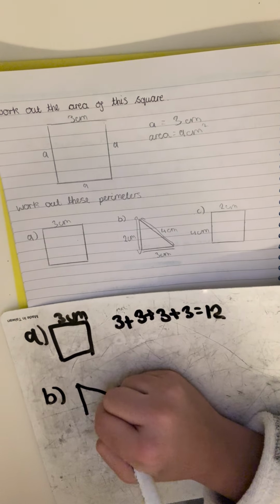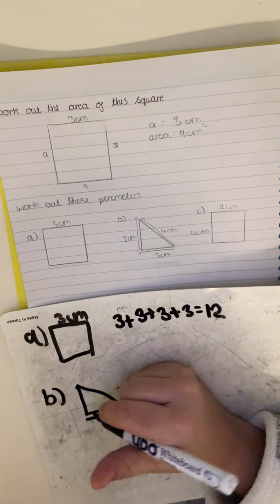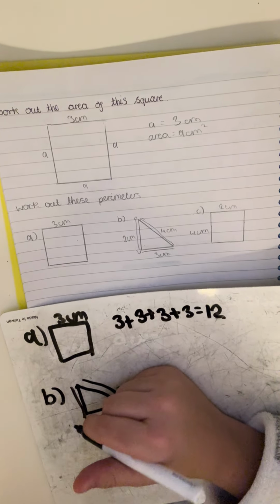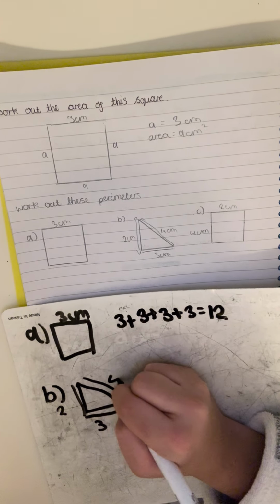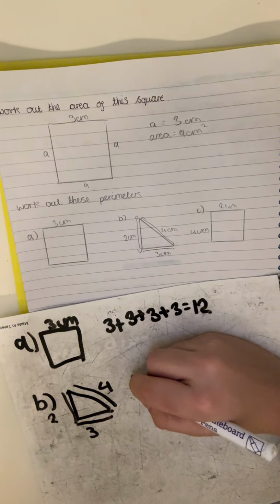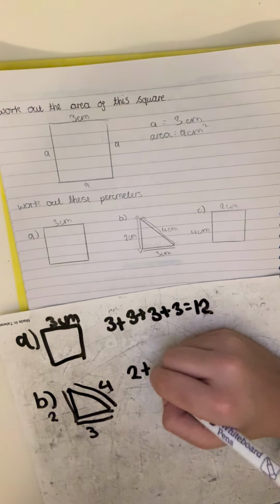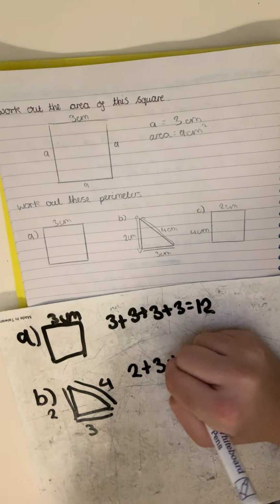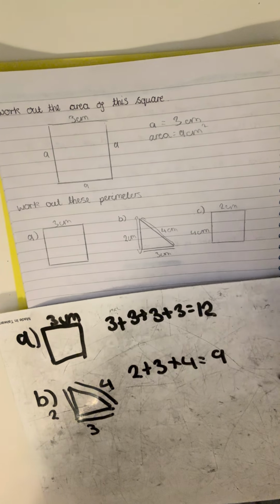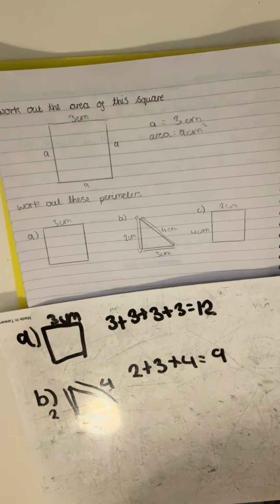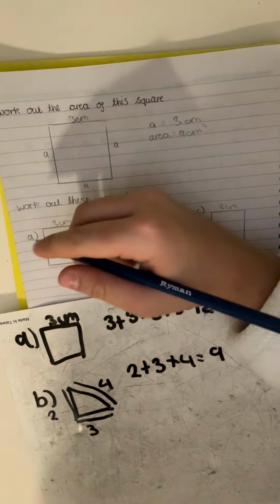Now we're working out this triangle. Now we don't have to divide by 2 since it's not area anymore. All we do is add 2 and 3 and then 4, which gives us 9. So let's write it inside the shapes.